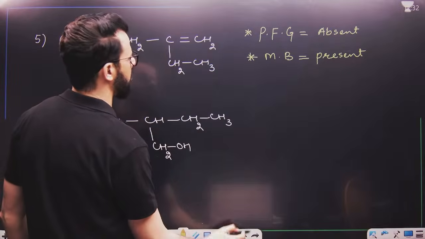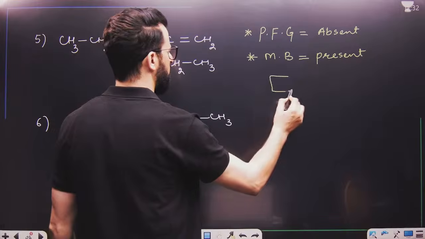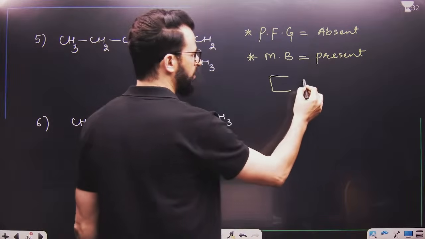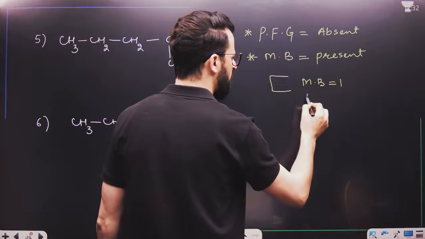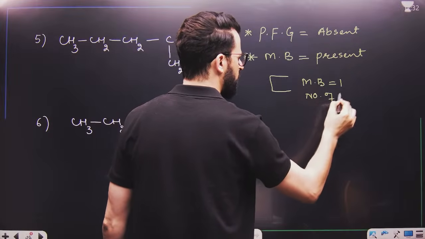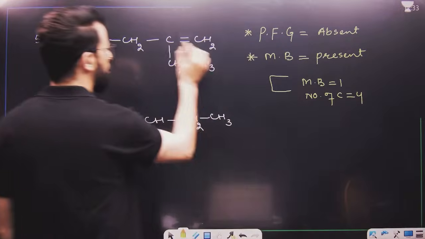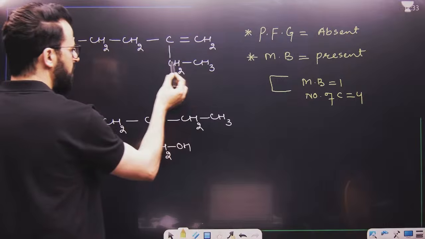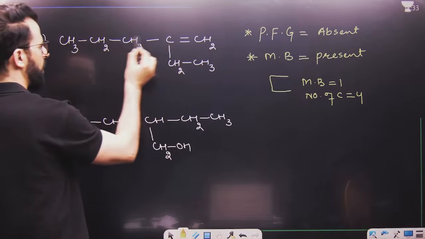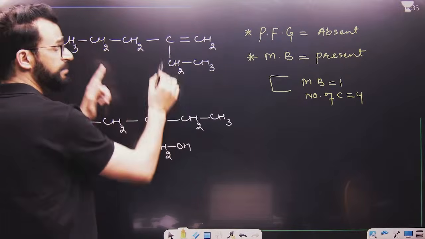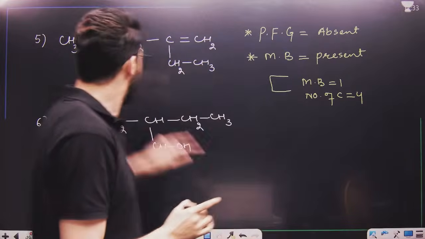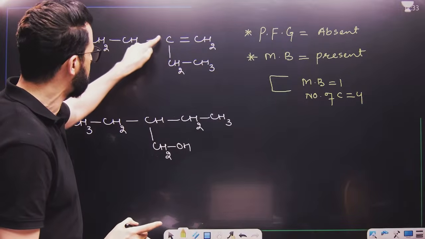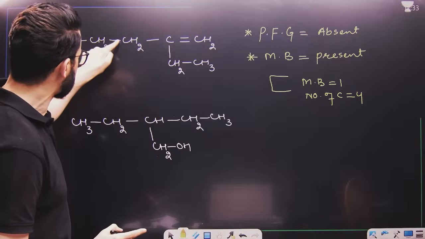So can I say, if this is the parent chain, multiple bond is present. Multiple bond is 1 in number. Number of carbons are 4 in number. Yes or no? Similarly, this can never be a parent chain. Why? Because the parent chain must contain the maximum number of multiple bonds. But this is not having any carbon-carbon double bond.